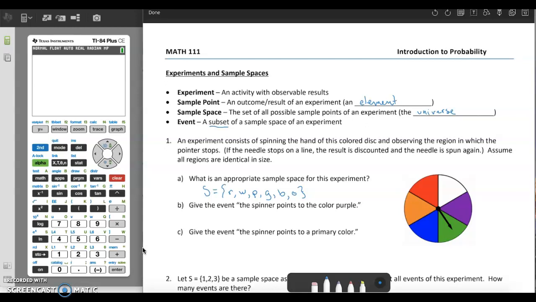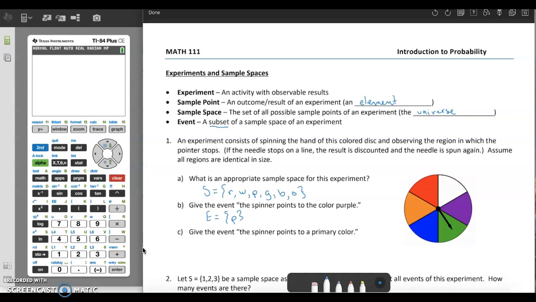Give the event the spinner points to the color purple. Okay, so remember, an event is just a subset of that sample space that we already gave. So I'm going to call this event E. Capital E is a lot of times used for events. That's got to be a subset of S, and if we're specifically talking about pointing at purple, that would be the event with only the sample point P. And that is a subset of S.